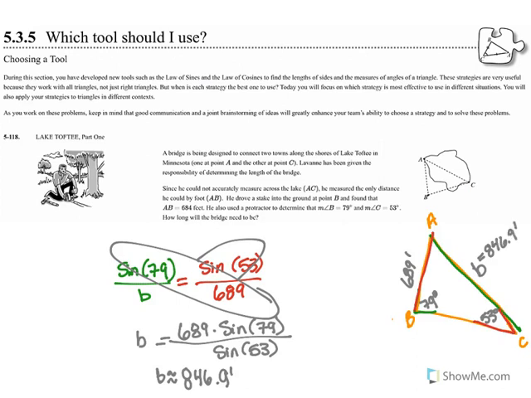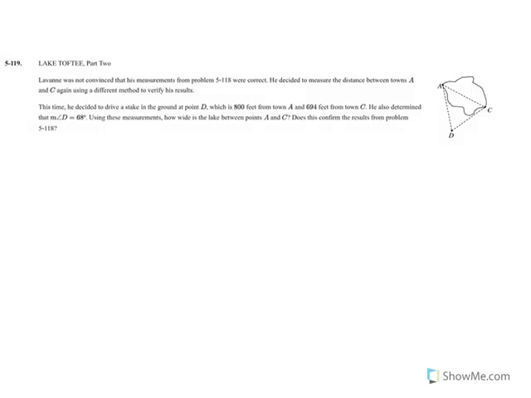Okay, let's go ahead and do the next part. I think the next part plays off of this part. Part 2 says Levain, I don't know if that's how you say that or not, was not convinced that his measurements from problem 5-118 were correct. He decided to measure the distance between towns A and C again, using a different method to verify his results. This time he decided to drive a stake in the ground at point D, which is 800 feet from town A. So that means this is 800 feet. And 694 feet from point C.